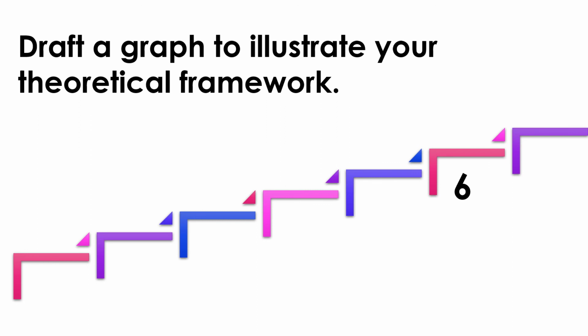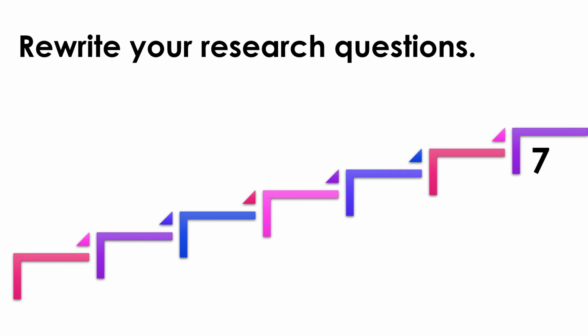Step number 6, draft a graph to illustrate your theoretical framework, which includes the constructs and their relationships. Step number 7, rewrite your research questions that include the constructs and the predicted relationships among the constructs. Following these 7 steps, you should be able to start building your theoretical framework.